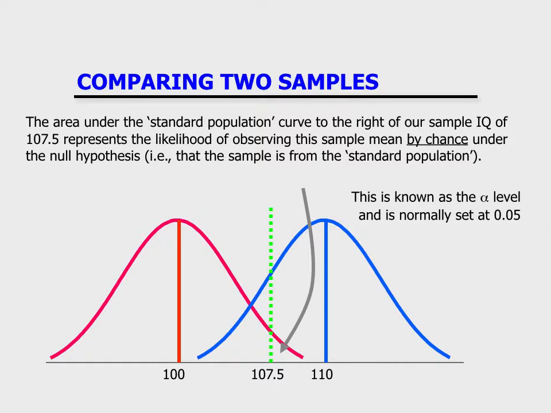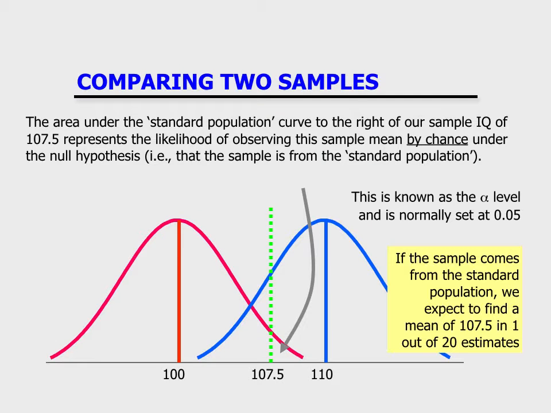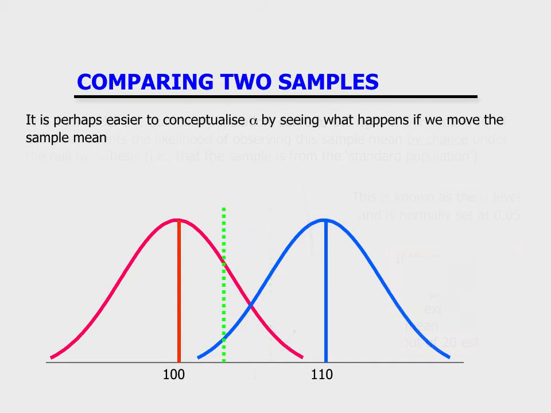The alpha level is often set at 0.05. Again, just to reiterate, saying that there's a 5% chance that this is due to a flip of a coin and a 95% chance that this number, 107.5, is statistically significantly different than the average of 100. Now, if the sample comes from the standard population, then we expect to find a mean of 107.5 in about 1 out of every 20 people tested. Chances are that's not going to be the case.